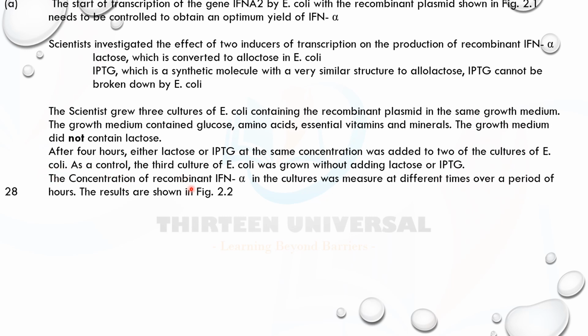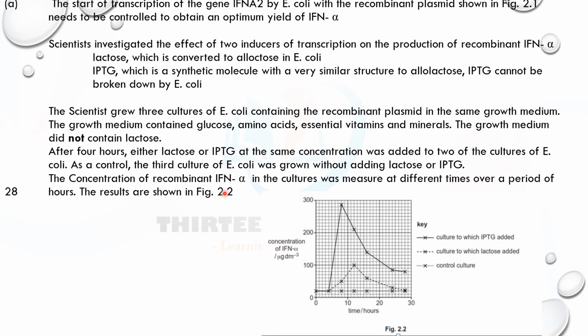Now, the concentration of recombinant IFN alpha in the cultures was measured at different times over a period of 28 hours. The results are shown in Fig 2.2. That's the result, guys. Now you need to pay attention to this. So this is time, all right? So 28 hours, this is 0 to 28. Now this is the concentration of this protein.